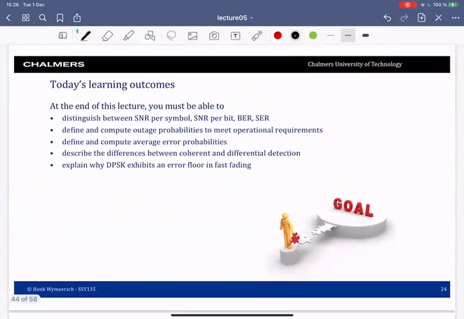Good, this brings us to the end. So we've seen different notions of SNR, different notions of power. We've computed bit error rate and symbol error rates. We've computed outage and average error probabilities. We've seen the differences between coherent and differential detection, and we were also able to explain why differential phase shift keying has an error floor, meaning at very high SNR you're still limited due to the fast fading.